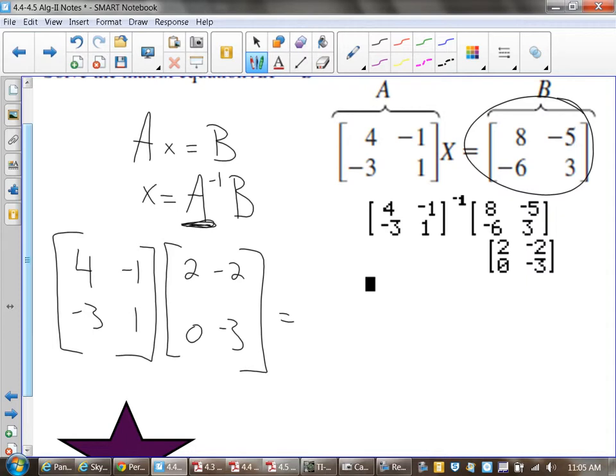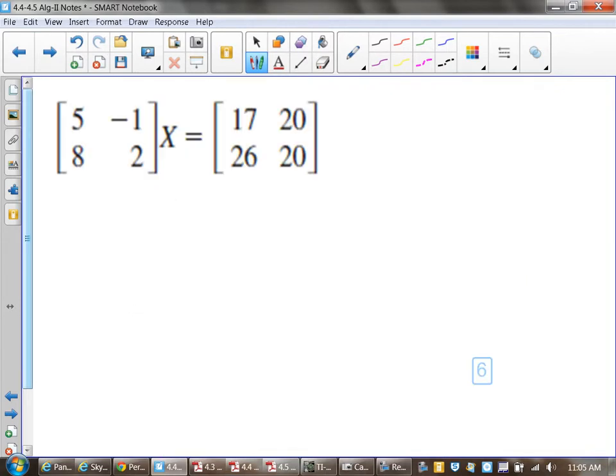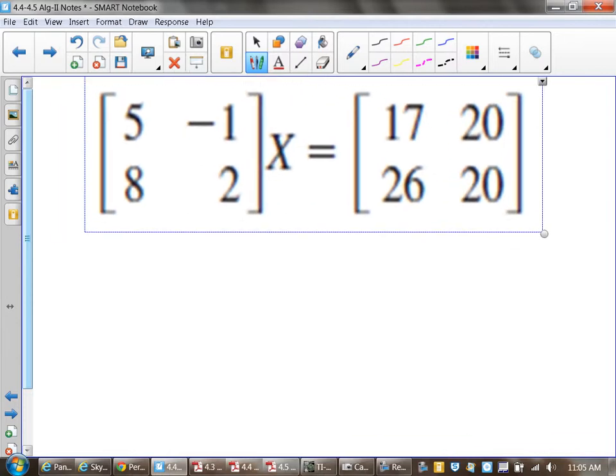Interesting. Want to try another one? Sure. Same idea. I have two matrices, and I want to solve for x. Once again, in this instance, I have a 2 by 2 times something to get another 2 by 2. What's that something going to be?